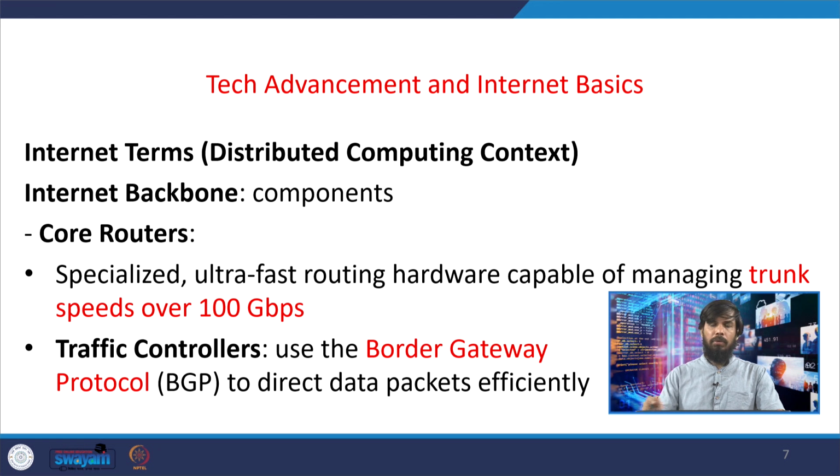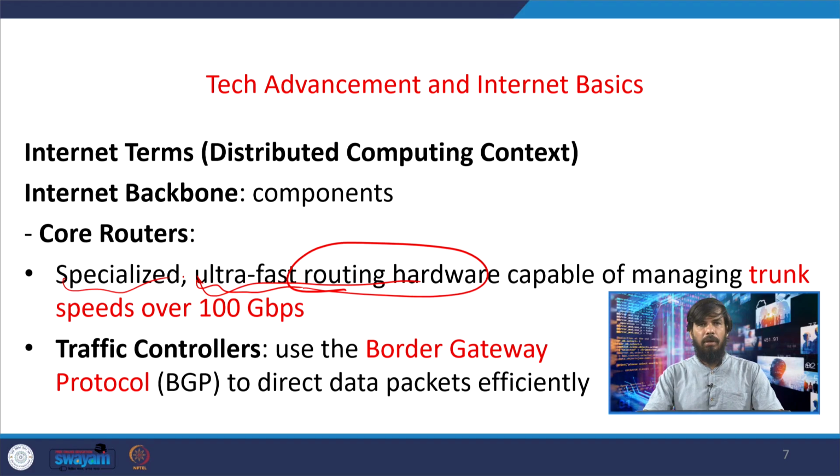Then there are core routers. Core routers are specialized ultra fast routing hardware. The quality of this routing hardware is much better, it is ultra fast and specialized. It is capable of managing trunk speeds over 100 Gbps. So there is a lot more data that is passing through these core routers.